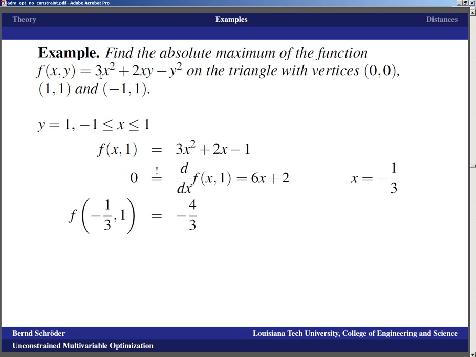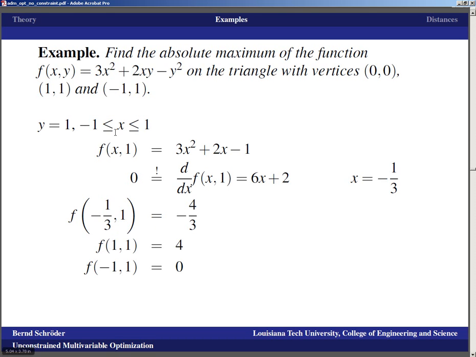And that ends up being 3 times 1/9, which is 1/3, plus 2 times negative 1/3 times 1, which is minus 2/3, so we get minus 1/3. Minus 1 is then minus 4/3. And then here, of course, we also have to figure out what f of 1, 1 is. And f of 1, 1 is 3 plus 2 minus 1, which is 4.